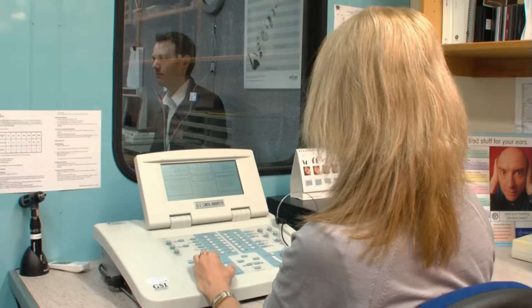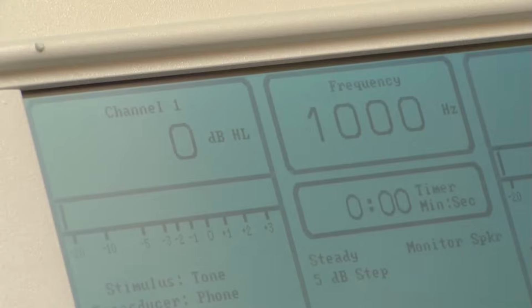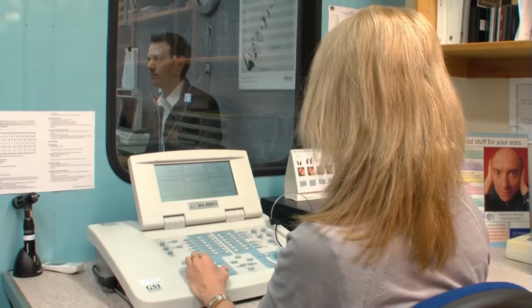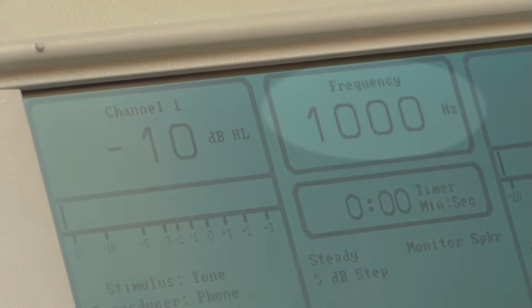The client responds to the sounds they hear, usually by pushing a response button. The tests establish the patient's threshold of hearing for each of a number of frequencies that are important for understanding speech.